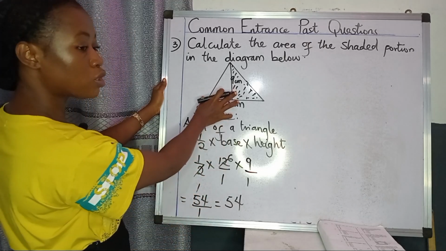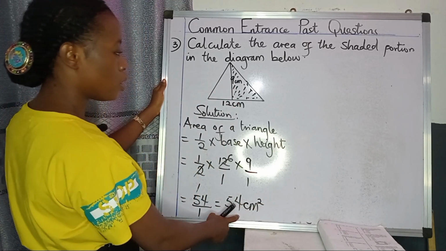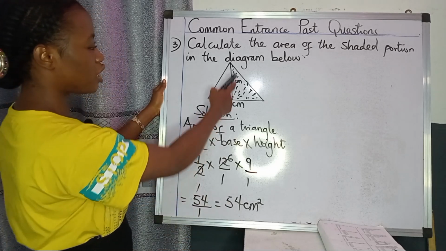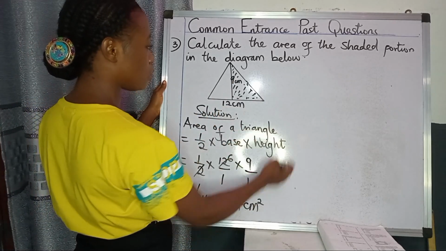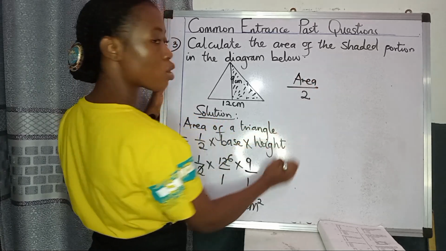Now the area of this whole triangle is equal to 54 centimeters squared. Now to find the area of the shaded part, all I need to do is divide the area that I got by 2. All right?